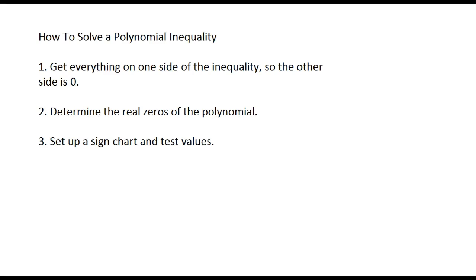So here's the procedure for solving a polynomial inequality. You get everything on one side of the inequality, so the other side is 0. Then you determine the real zeros of the polynomial, hopefully by factoring. If it's a quadratic, you may have to use the quadratic formula. Then you set up a sign chart on the number line and you test the values.